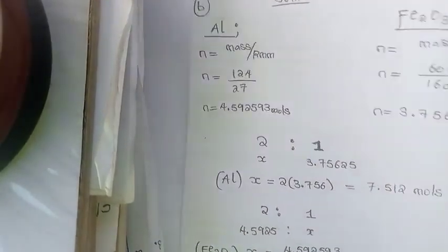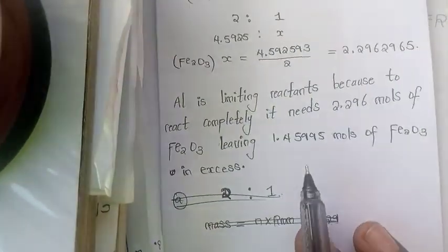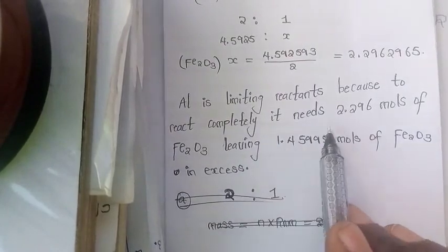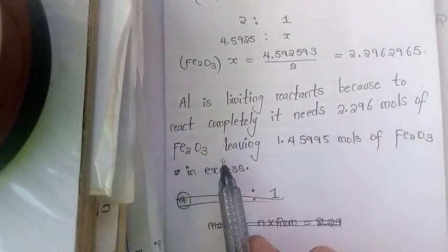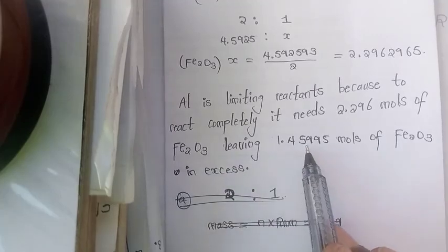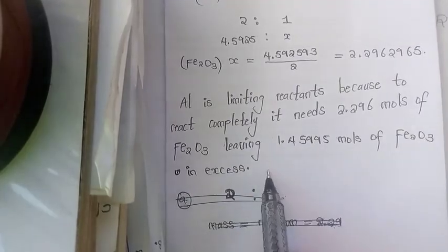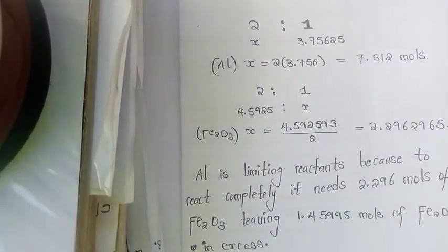So therefore we conclude that aluminium is the limiting reactant, because to react completely, it needs 2.296 moles of iron oxide, leaving 1.45995 moles of iron oxide in excess. So this is the question B that we have answered.